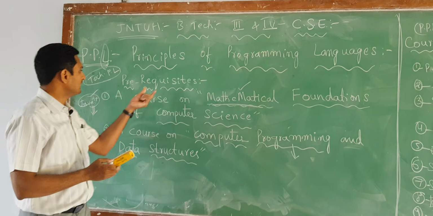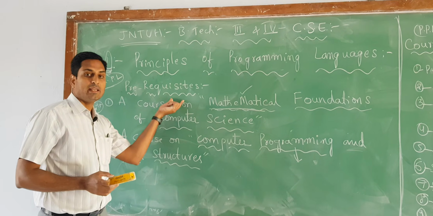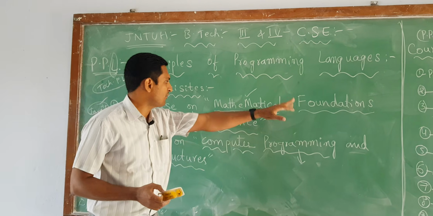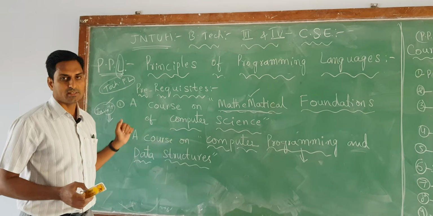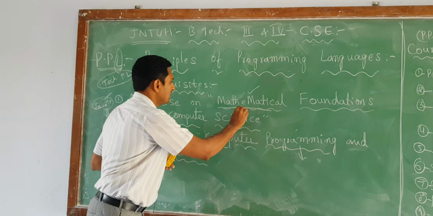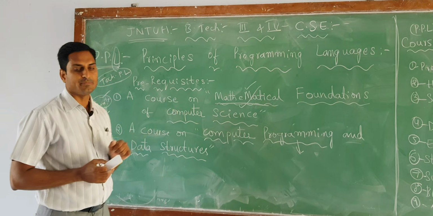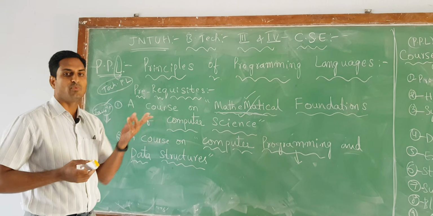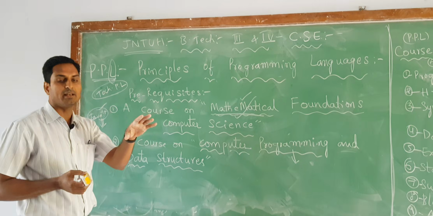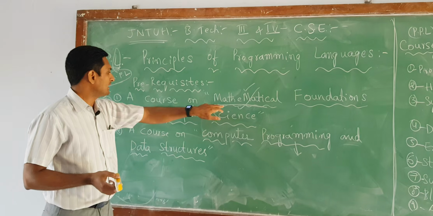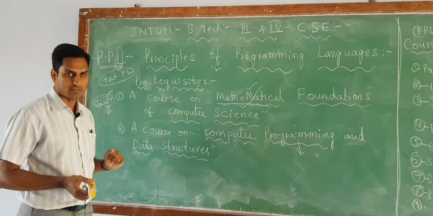For that, what are the prerequisites? What pre-knowledge should they have? First thing, a course on mathematical foundations of computer science. They need some knowledge of mathematics, because in every programming language math knowledge is there. Sum of two numbers, prime number, Fibonacci series, like that so many programs are there. Everything depends on math.